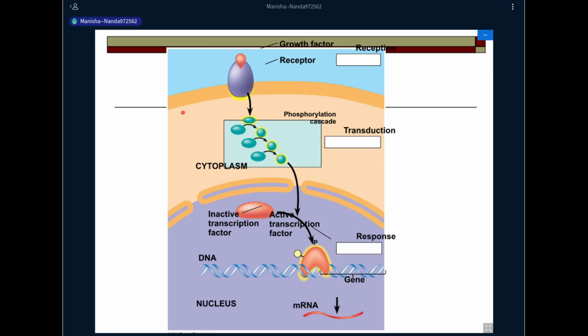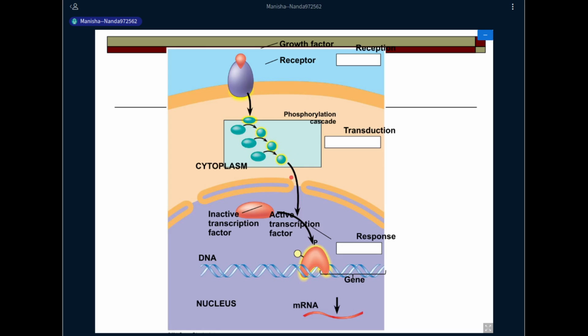So here in this figure, you can see an example of signal transduction, where again you'll see the reception part, the transduction, and the response part. So this is the extracellular side, this is the plasma membrane, and this is the cell interior. During the reception, say a growth factor binds to the receptor present on the plasma membrane. Its intracellular domain initiates a phosphorylation cascade in the cytoplasm that produces a transcription factor.